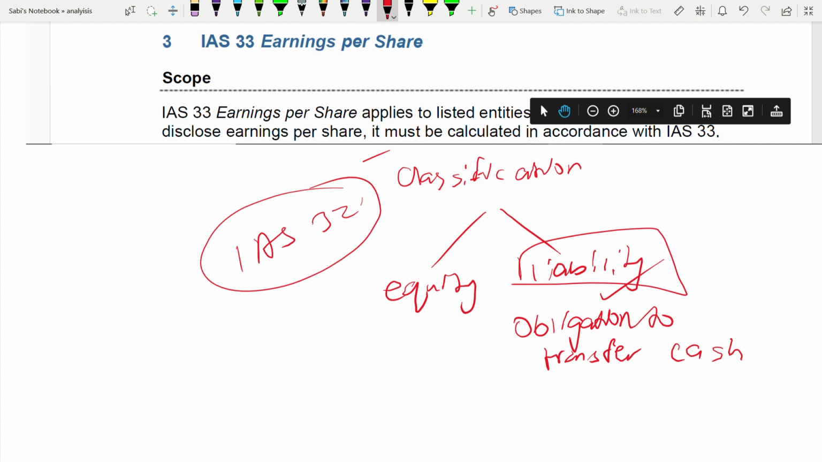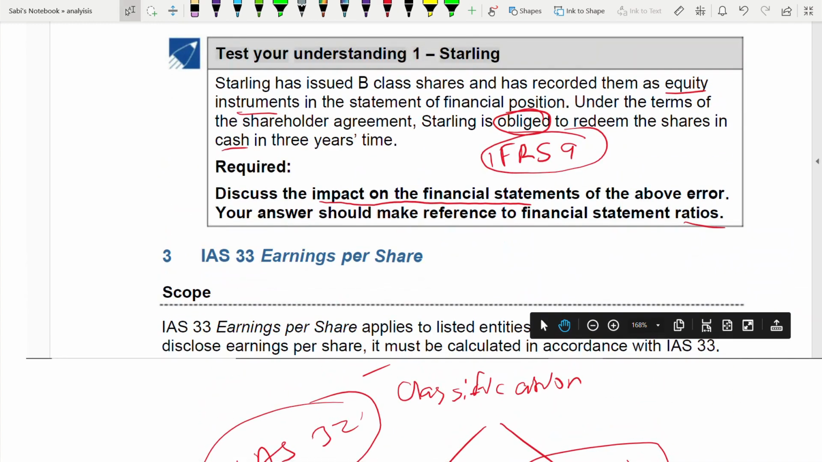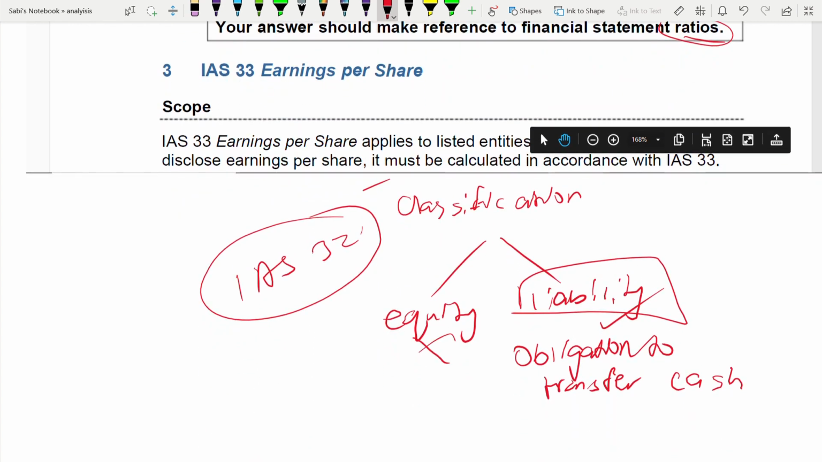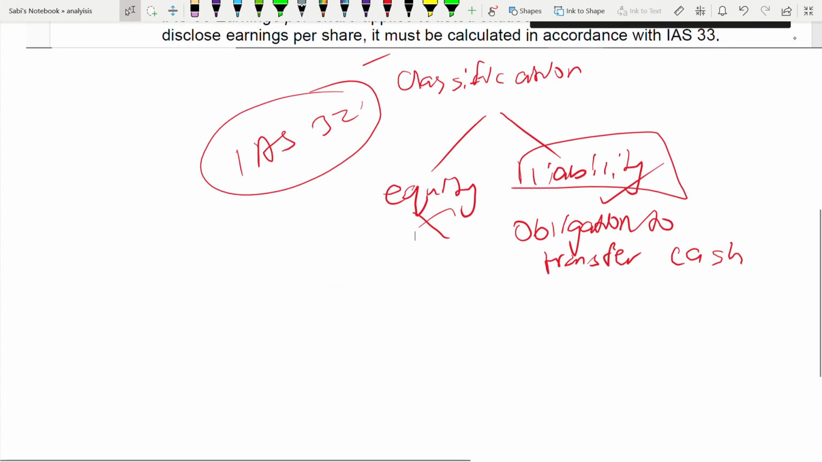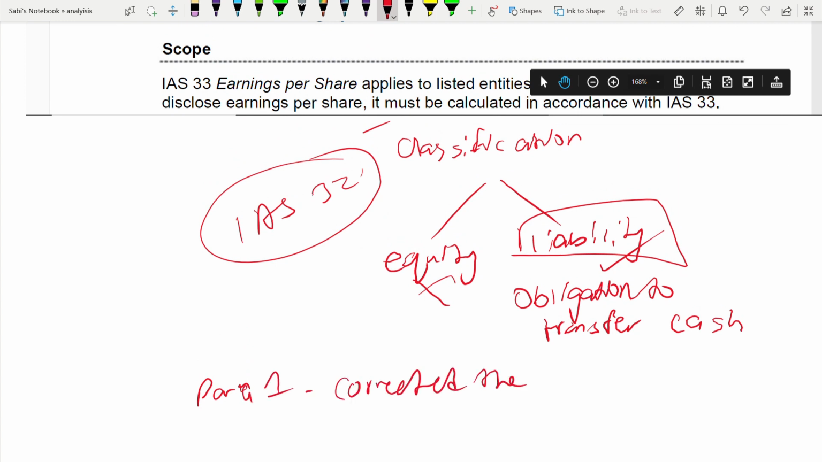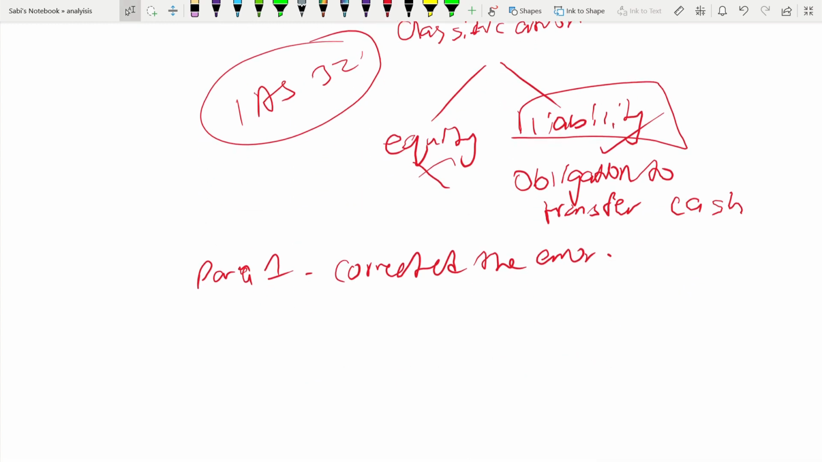Next. Listen. What did the requirement tell you? They told you the impact on the financial statements, and it should make a reference to the ratio. You still didn't come to that part. We first see there was an error. What was the error? The error is they classified it as equity, but it should have been liability. Now you have corrected the error. So in the first paragraph, what did you do? Para 1, you have corrected the error by saying it's a financial liability. This is what you are doing in para 1, correcting the error. Once you correct the error, then only you can tell the impact.